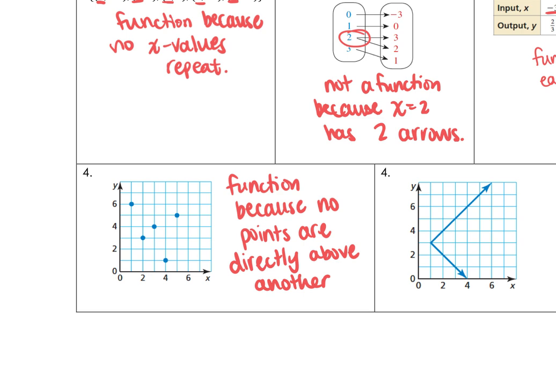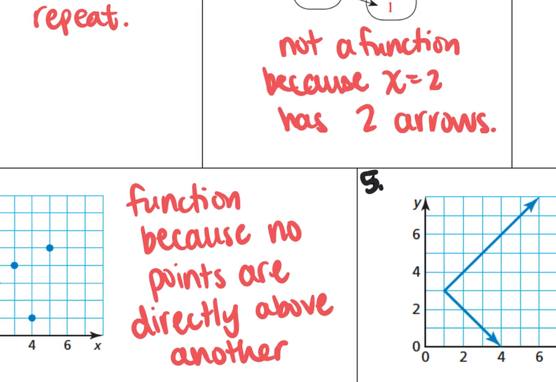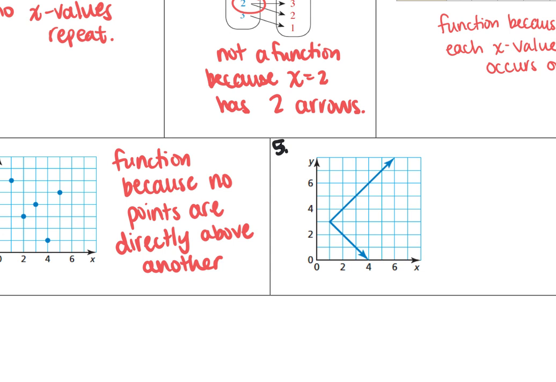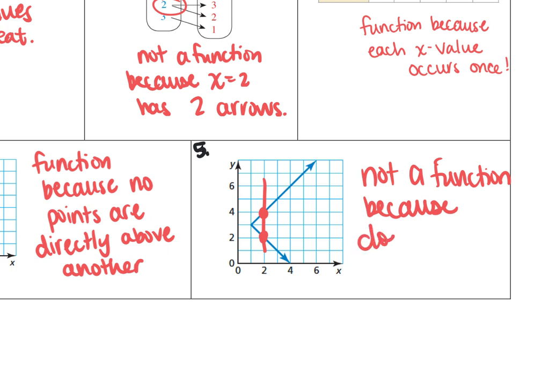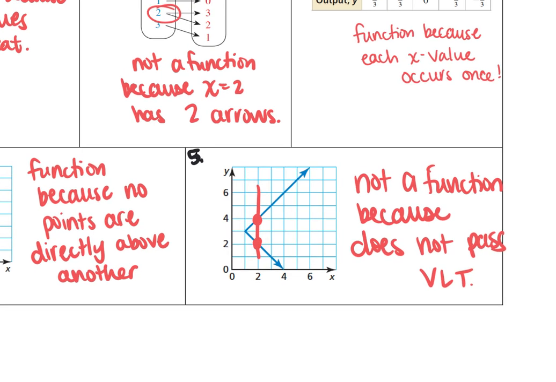And then last one, number 5. If we look at this blue graph here on our grid, this is where we can use that vertical line test because it's a continuous graph. And you'll notice if I draw a vertical line right here at x equals 2, it's gone through that graph in 2 spots. So this makes it not a function because it does not pass the vertical line test. Not a function because it doesn't pass the vertical line test.